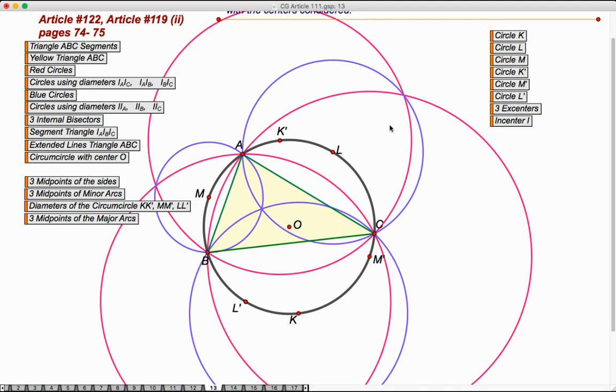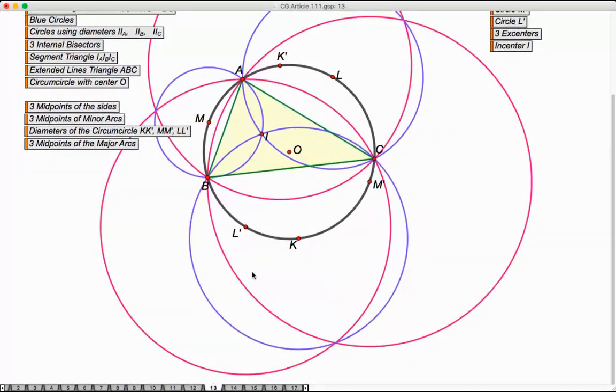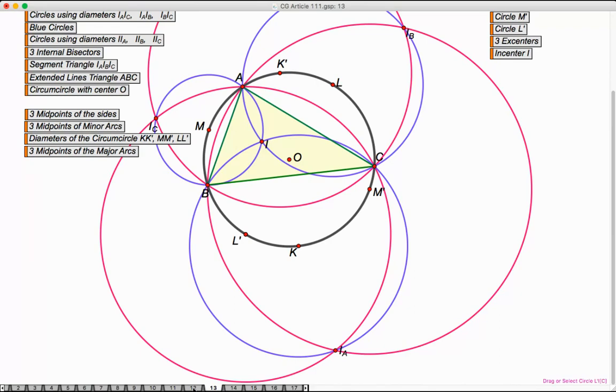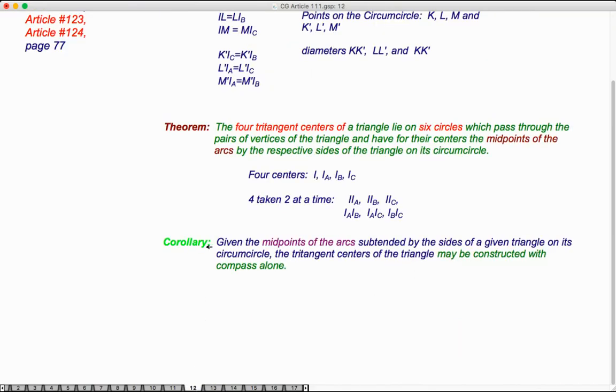And these are the 6 circles, and where the 3 blue circles intersect, that is the incenter I. And now this will be one of the excenters, this will be the other excenter, and this will be the third excenter. Okay? And that's I sub C, that is I sub B, and that's I sub A. And that's what the corollary is all about. Okay? Like, we only constructed circles.